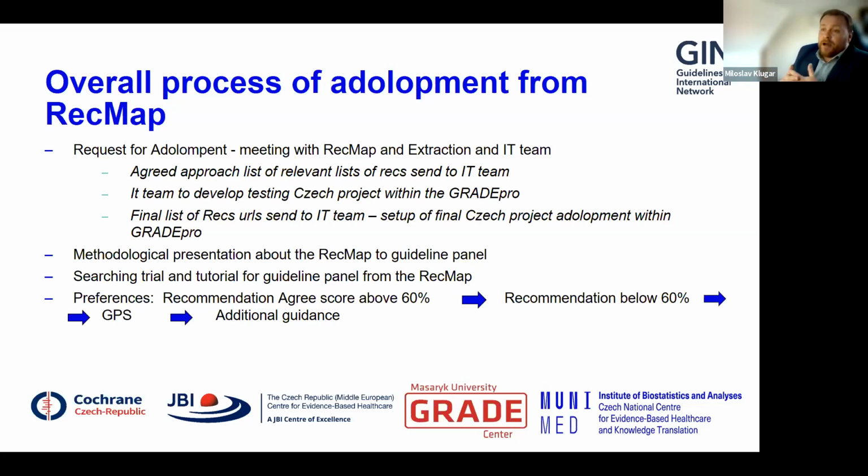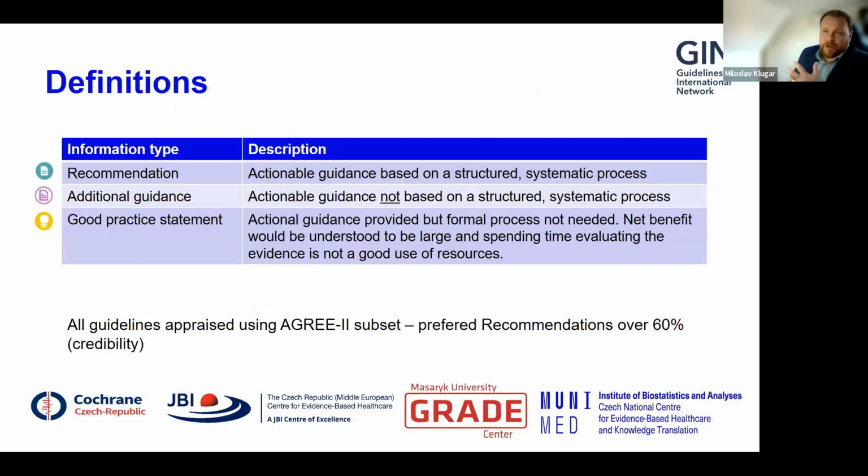recommendations. Of course, on the RecMap, there are several different types of recommendations. So our approach and preference was that if you find multiple recommendations on the map, follow the AGREE score, and go for a score which is about 60%. If there is no such recommendation, go below 60%. If there is no recommendation, go to the good practice statement. If there is no good practice statement, then additional guidance. So in the end, we were able to find an answer to most of our questions.